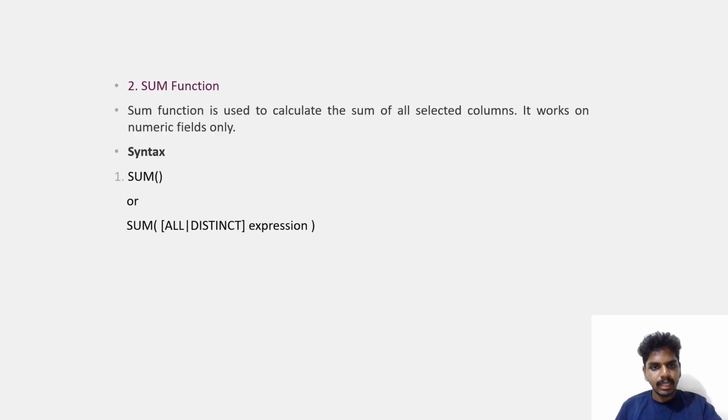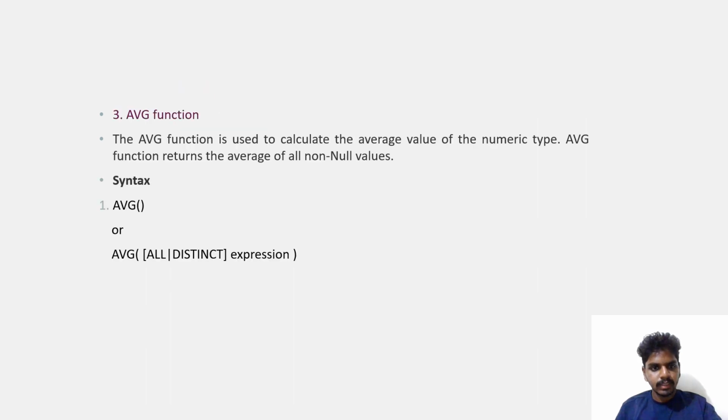The second type, sum function. Sum function is used to calculate the sum of all selected columns. It works on numerical fields only, and the syntax is sum of. The third type is average function. The average function is used to calculate the average value of the numeric type. Average function returns the average of all non-null values, and the syntax is average of or average all distinct expression.